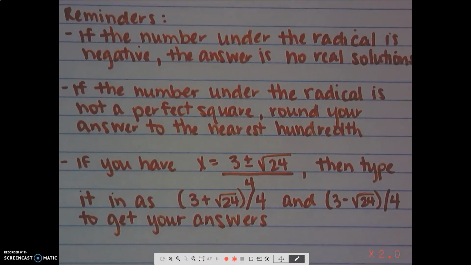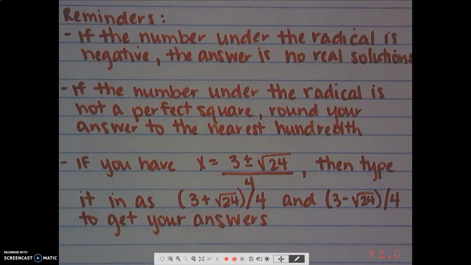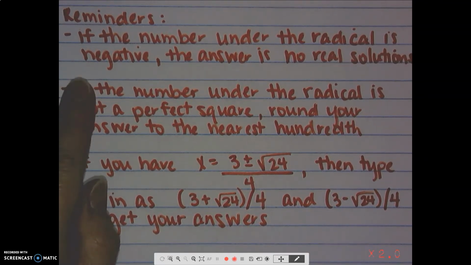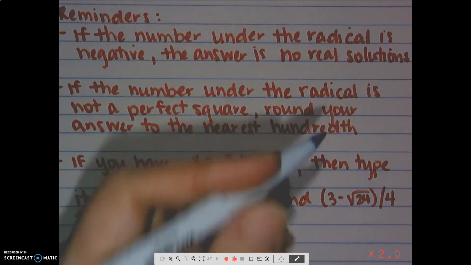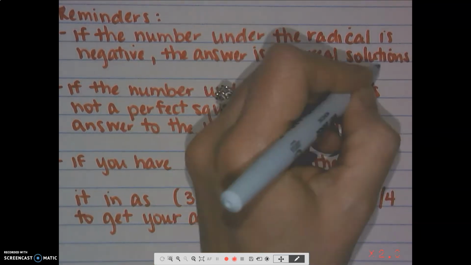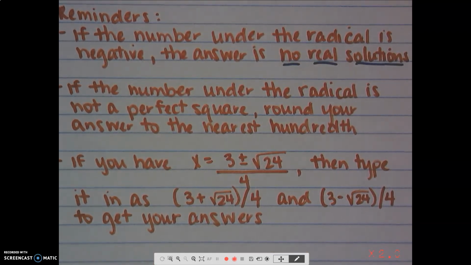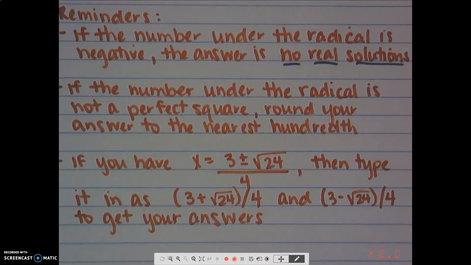So let's look at just some basic reminders. There are three things to remember here. If the number under the radical is negative, the answer is no real solutions. You can't just say no solution, you have to say no real solutions. If the number under the radical is not a perfect square, you can round your answer to the nearest hundredth. Again, that means 2 decimal places.